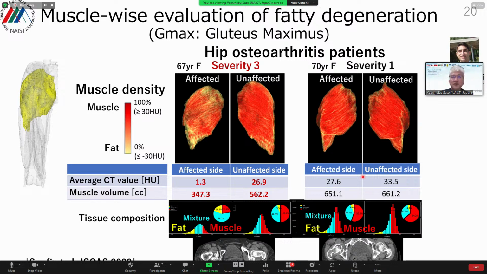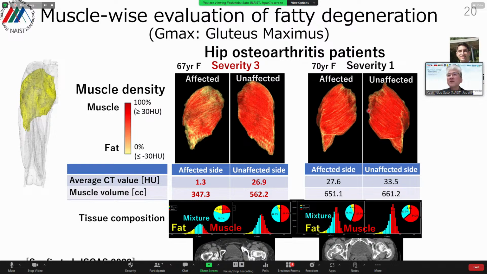Once each muscle region is three-dimensionally segmented, we can evaluate the quality of the muscle. Here, the red part means muscle tissue, that means healthy muscle tissue. The yellow part shows fat tissue. Tissue is not very healthy if it is inside muscles. This is one side, and this is the other side of the same patient. This is a severe case, and this is a mild case.